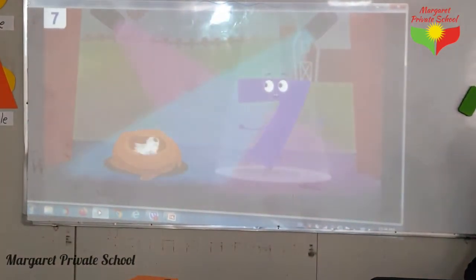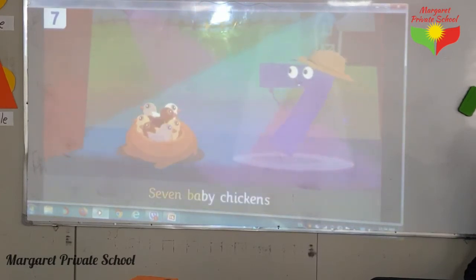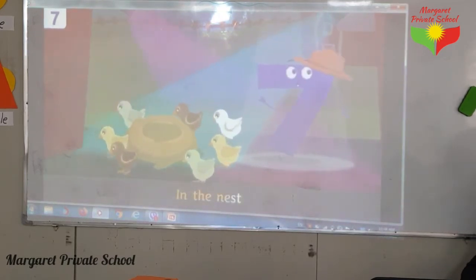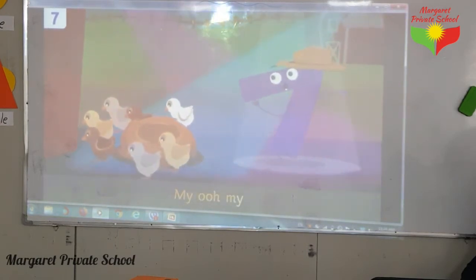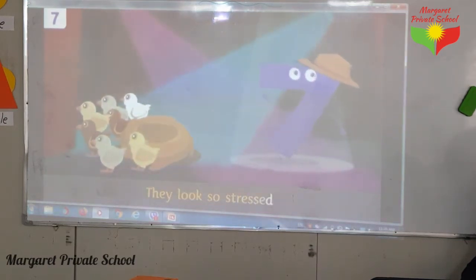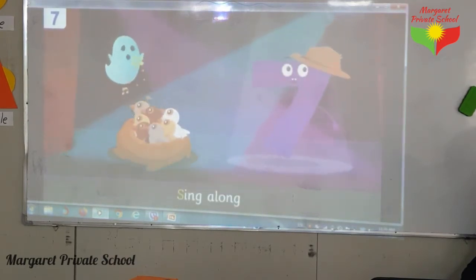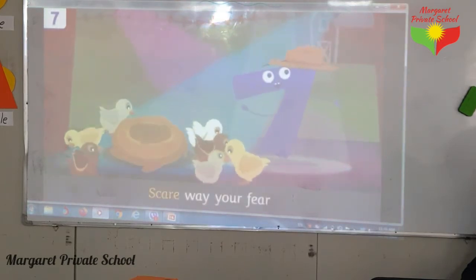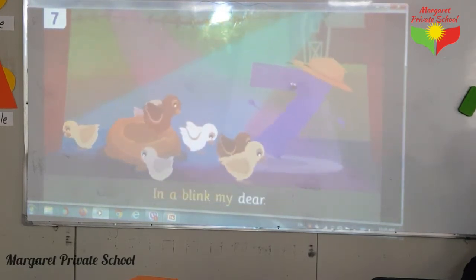Baby chickens, will you sing along with me? 7 baby chickens in the nest. My, oh my. They look so stressed. Seeing little chicks sing along, scare away your fear in a blink, my dear.